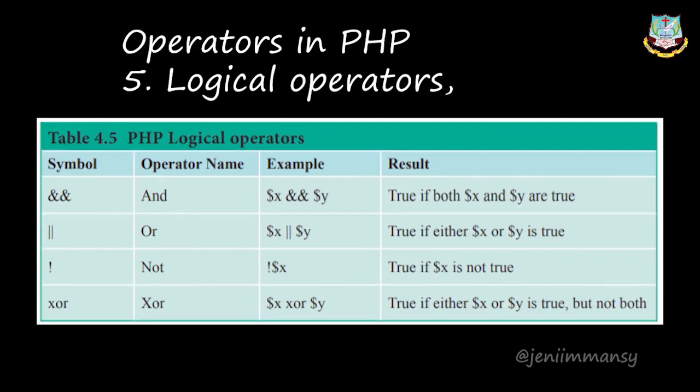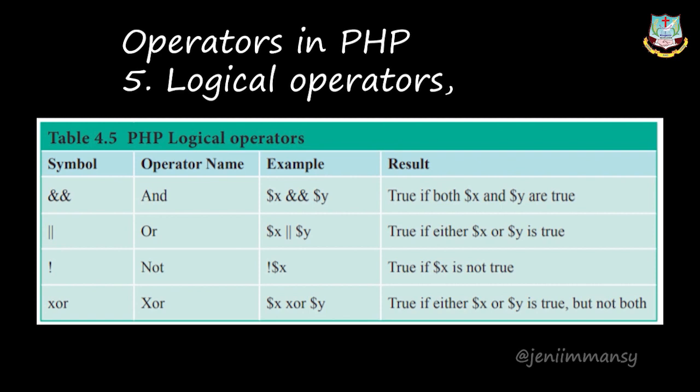Next one is logical operators. Logical operators are and, or, not, XOR. The symbols for and, or, not, XOR are also given in your book. An AND operation has two values or variables. If both are true, the result will be true. OR means either X or Y: if any one of the values is true, the result will be true. NOT has only one value. If that is not true, the result will be true; if it is true, the result will be false. XOR means if only one is true, the result will be true. If both are true, the result will be false.